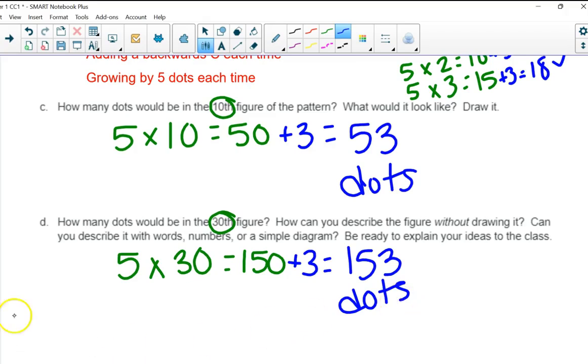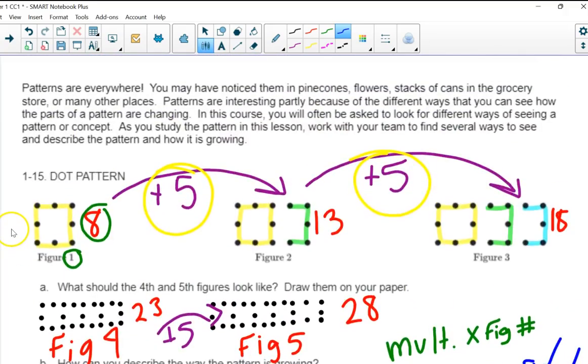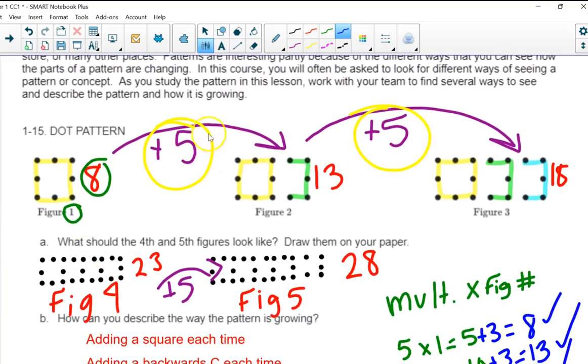We'll do a lot more practice with these, so if you're kind of confused, don't worry. Make sure you bring these questions for when I'm back. But we just take our multiplier, or our growth number, multiply it by our figure number, and it's not always going to give us the perfect number each time, and that's okay. That just means each time we'll have to add or subtract something. All right, and that is 1.1.3.